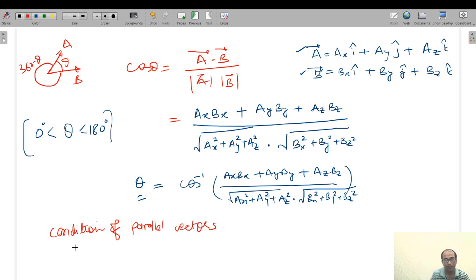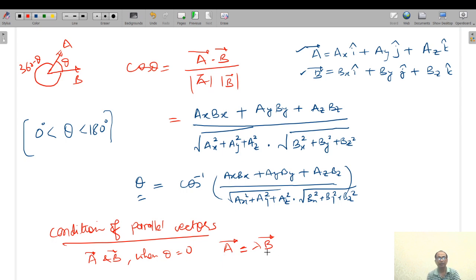So when are vectors parallel? Vectors A and B are parallel when the angle between them is what? 0, right? So they are parallel when theta is equal to 0, and in that case A can be represented as a scalar multiple of B. That is, A is along B only and it is magnified by this scalar lambda, or you can write B is equal to mu times A.